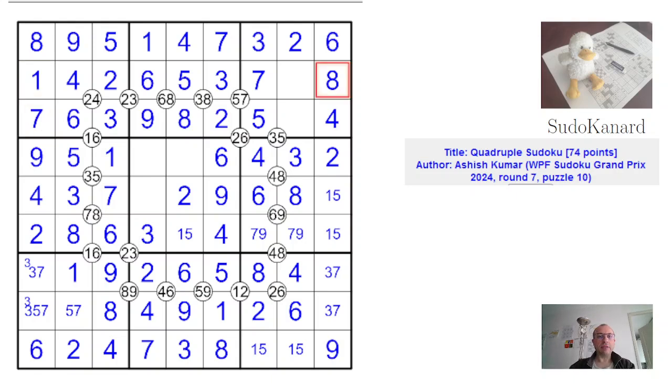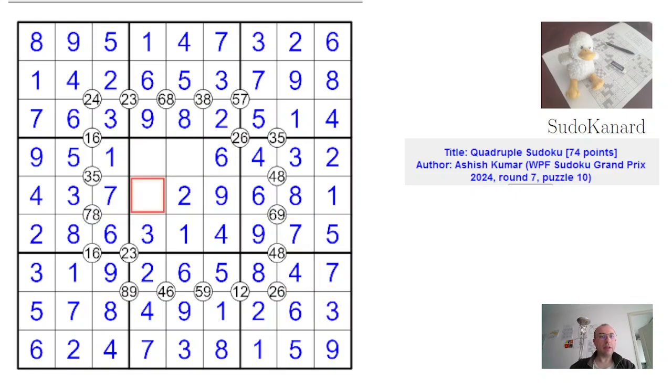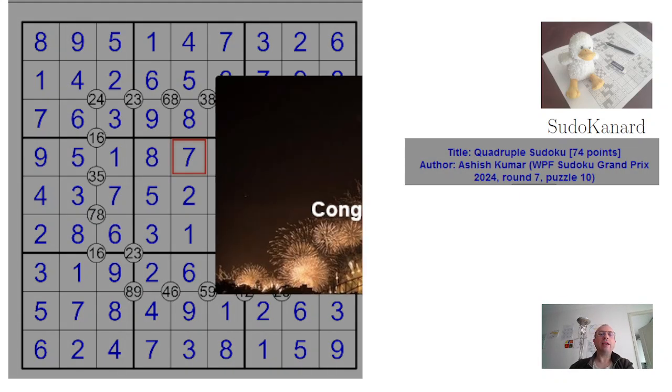This is 7, this is 1, this is 9, this is 1, and the rest should be pretty straightforward, I hope. This is 1, 5, 1. This is 7, 3, 5, 7, 3. This row needs a 5, this column needs an 8, this is 7, and this is it.